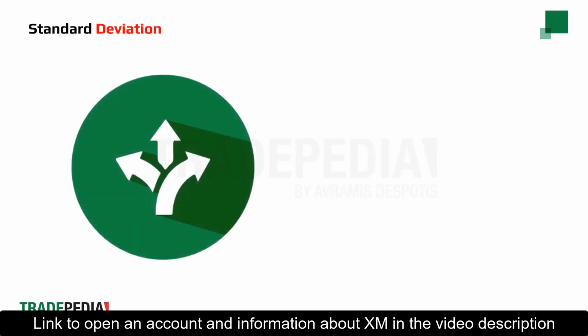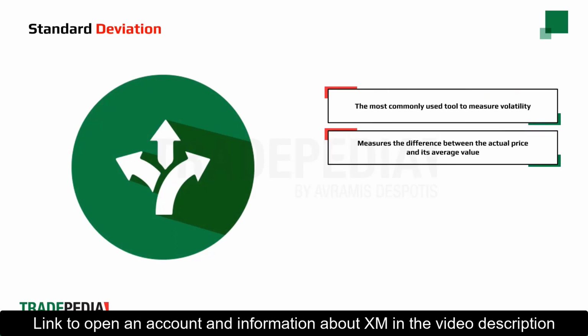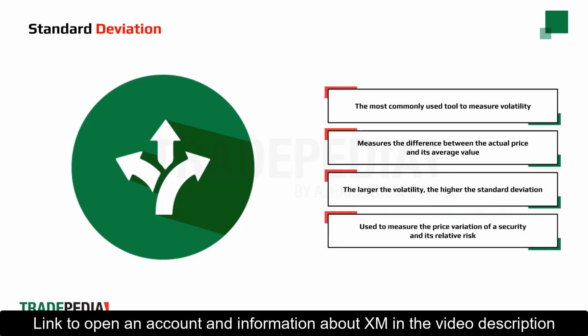The standard deviation is the most commonly used tool to measure volatility. It measures the difference between the actual price and its average value. The larger the volatility, the higher the standard deviation. Standard deviation is used to measure the price variation of a security and thus its relative risk.